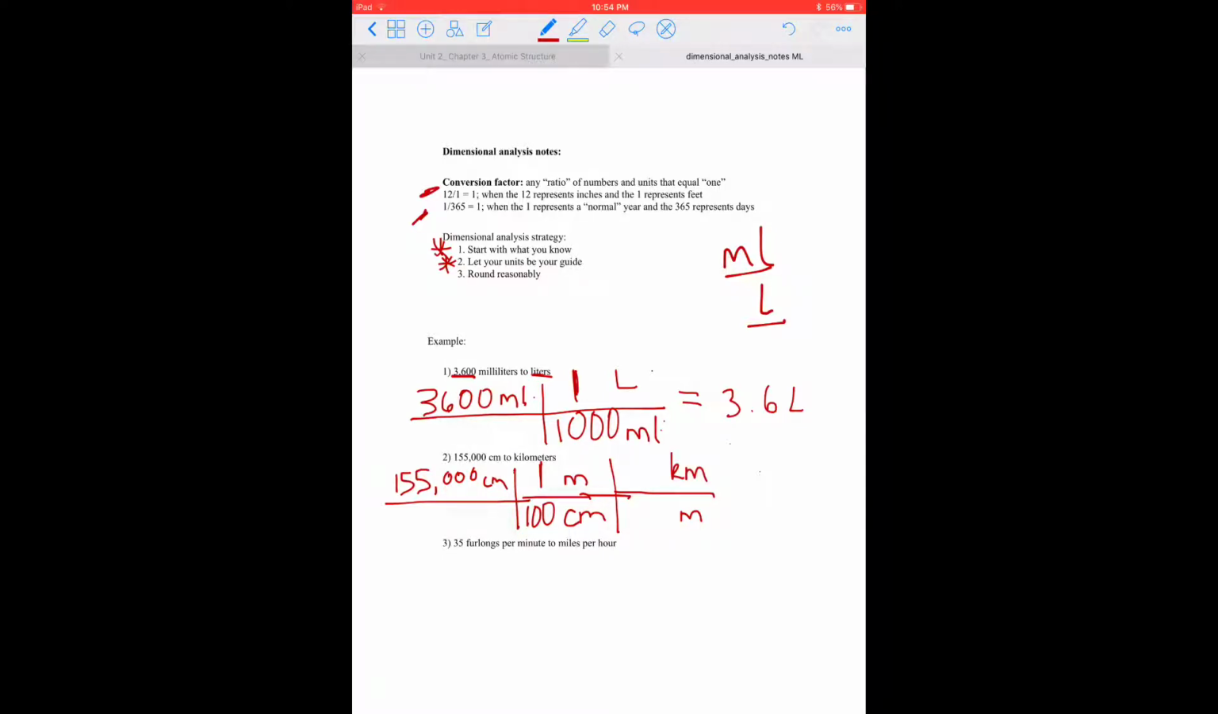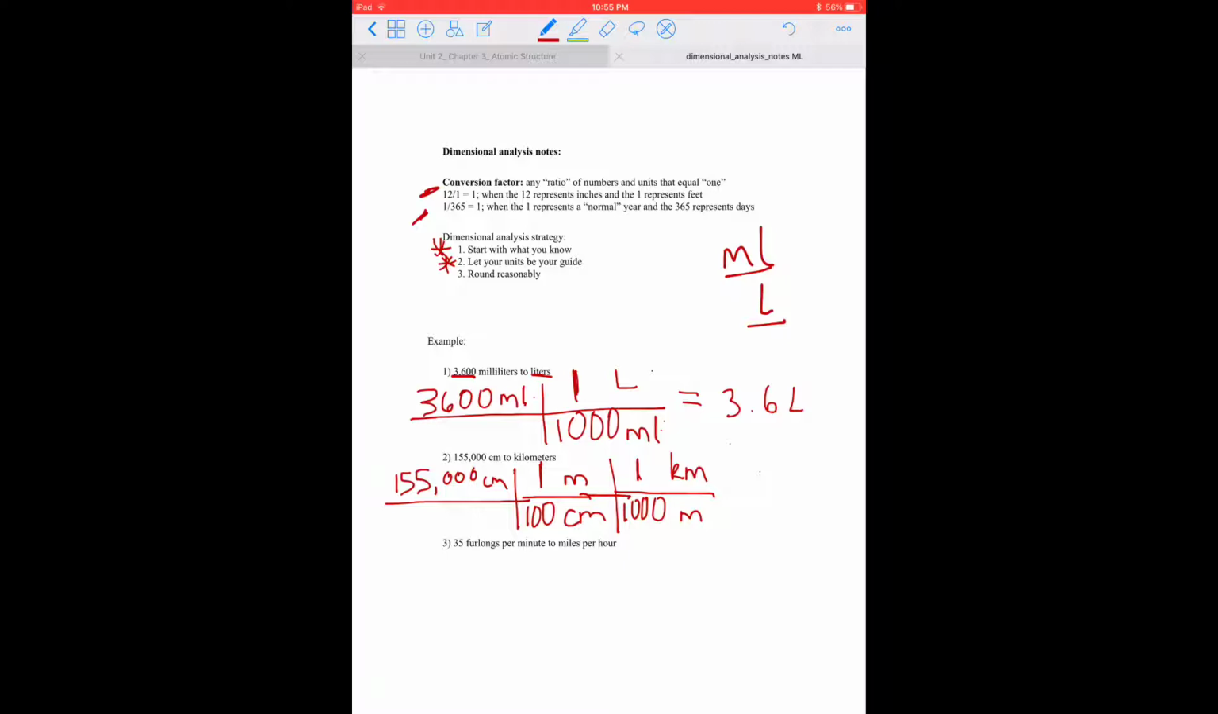And now we're going to ask ourselves the question again. Which one is bigger, kilometers or meters? Kilometers is bigger in this case, so our kilometers gets the 1. And we know that there are 1,000 meters in 1 kilometer.